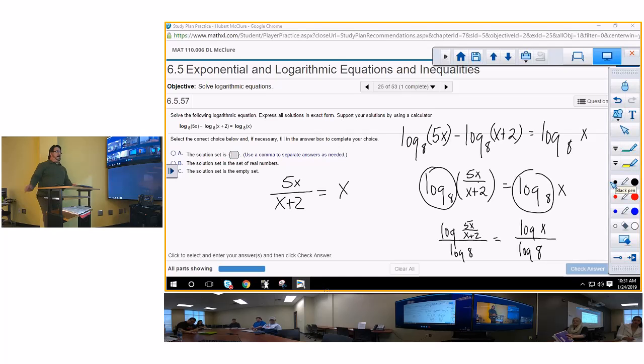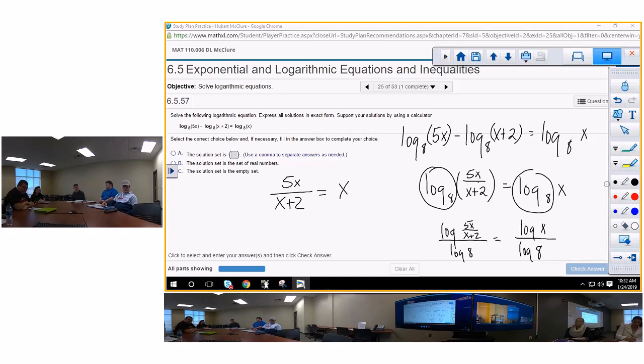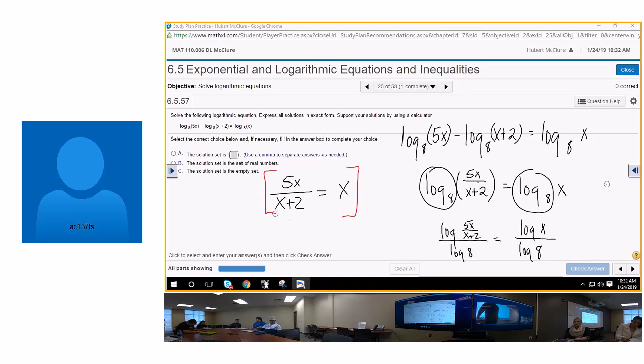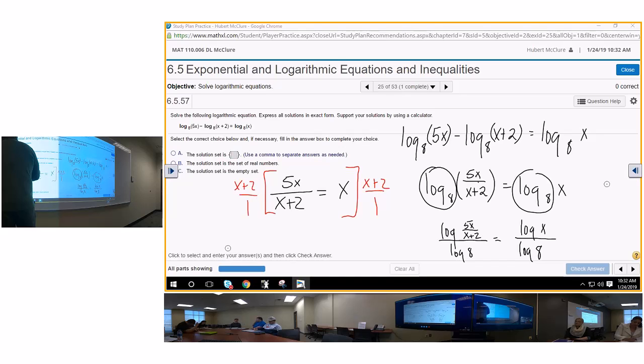So what are we going to multiply by on both sides? X plus 2. Y'all are on the ball. Y'all must have had a good 109 teacher. I have no idea who said it. So x plus 2 over 1, x plus 2 over 1, the x plus 2's cancel. You get 5x is equal to x times x plus 2.